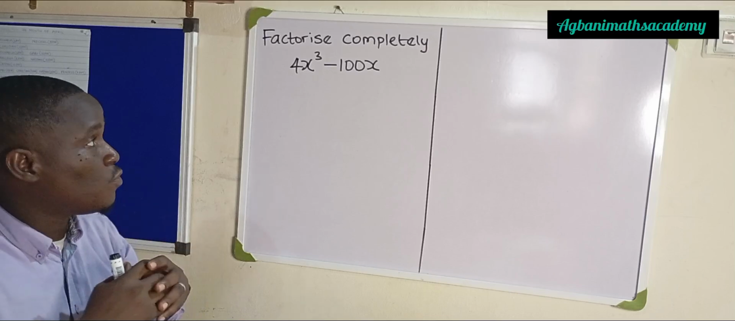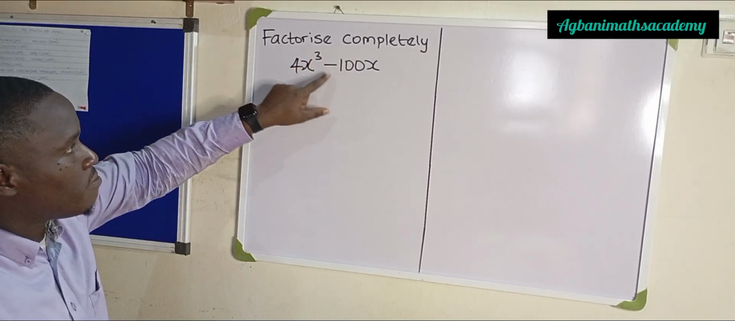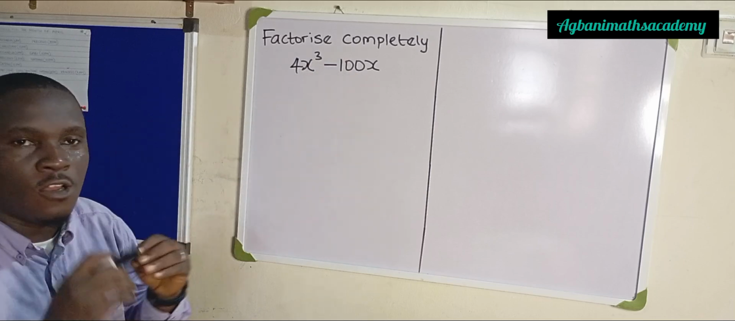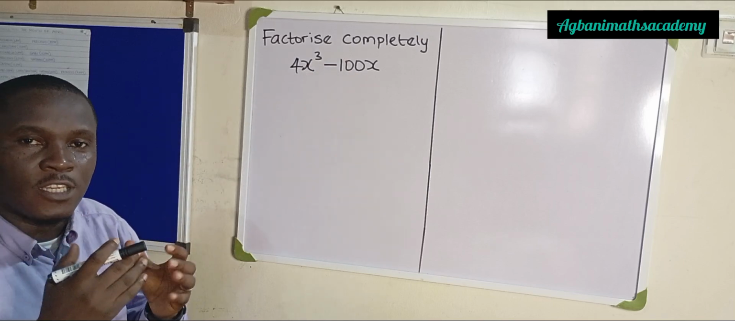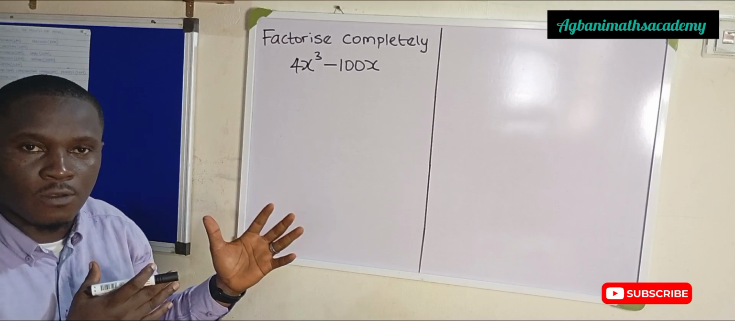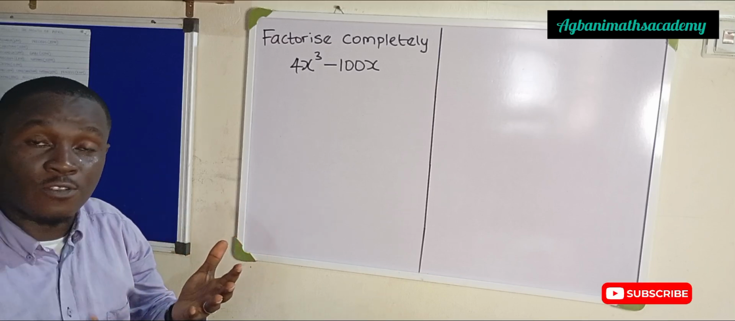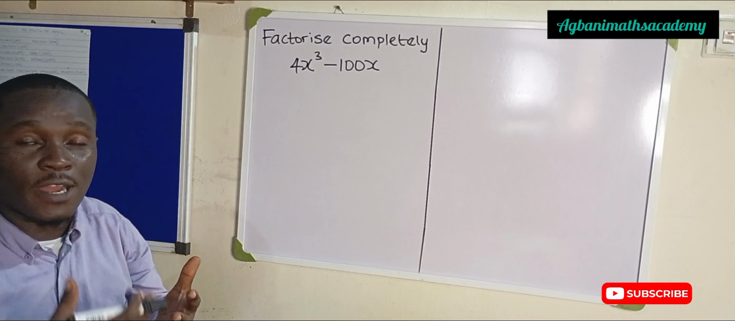Hi guys, let's look at this simple question that we have here. We are told to factorize completely 4x cubed minus 100x. To factorize completely means that you have to factorize until you can no longer factorize further. If you factorize halfway, you're not correct until you factorize till the point that you cannot factorize further.